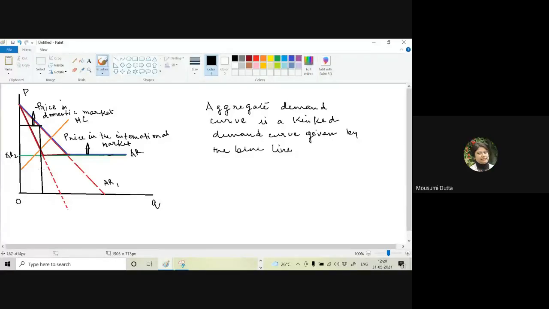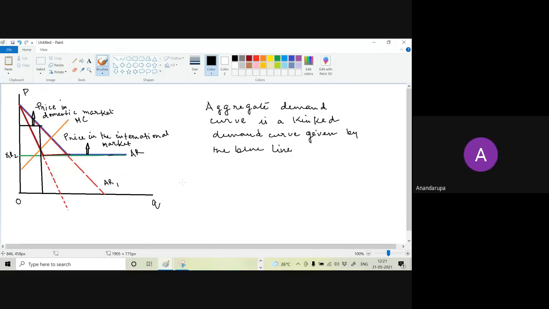Okay, so I'm telling that in the international market, the demand curve is given by the horizontal green line, whereas in the domestic market it is given by the red line. The bottom portion of the red line is not relevant because the aggregate demand curve is given by this kinked line. First it is negatively sloped and then it is horizontal. Is it understandable? Yes, ma'am.